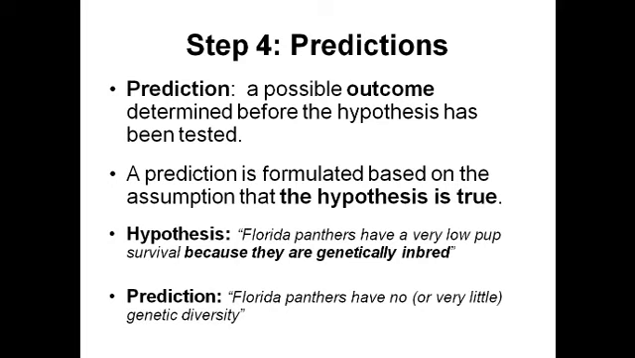Okay, so let's convert our hypothesis into a prediction. Now I'm going to stick with the Florida panther just to keep it straightforward. So our hypothesis was Florida panthers have a very low pup survival because they are genetically inbred. But how are you going to measure this genetic inbreeding? One of the ways to measure it is to measure the genetic diversity. So I'm going to predict that Florida panthers have no genetic diversity, or it may be very low genetic diversity.